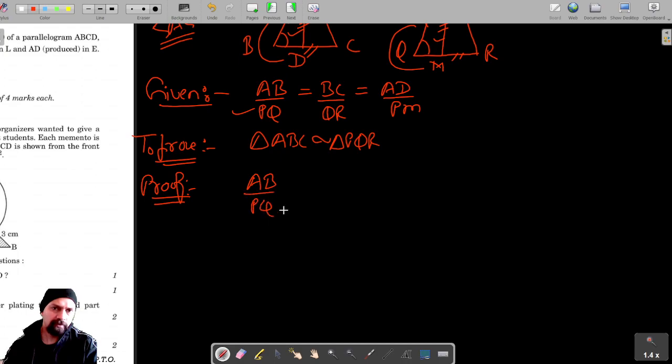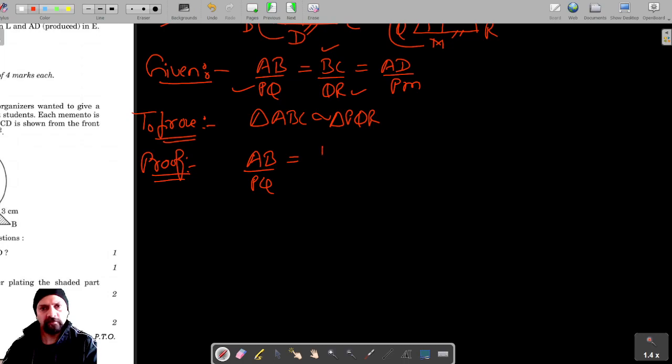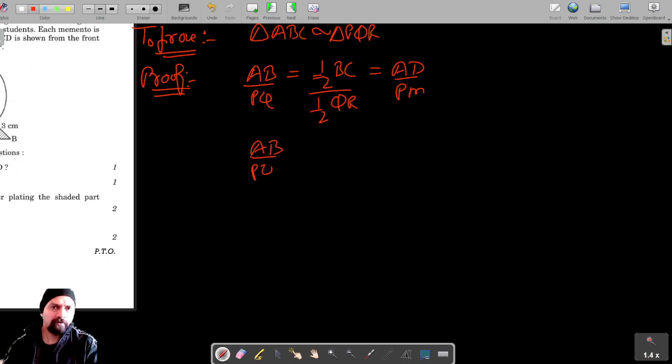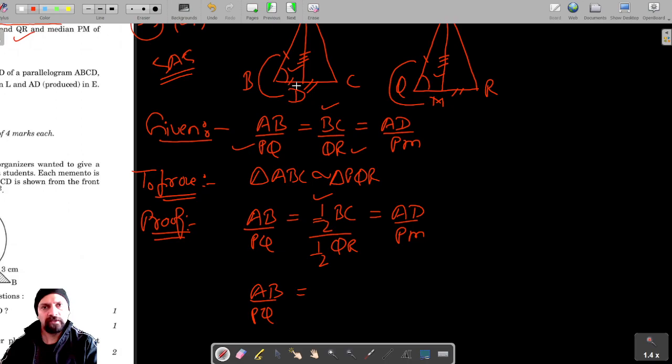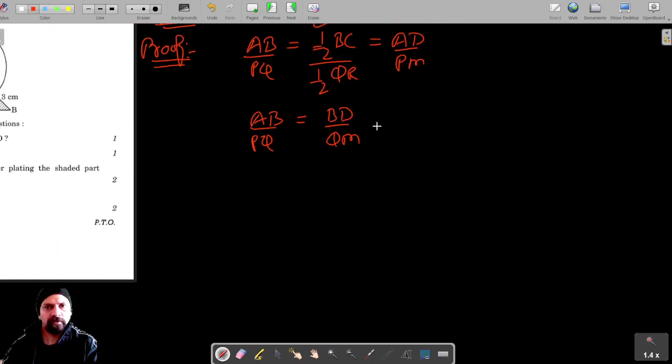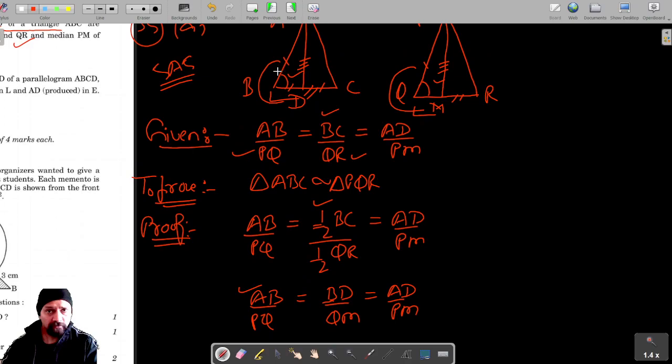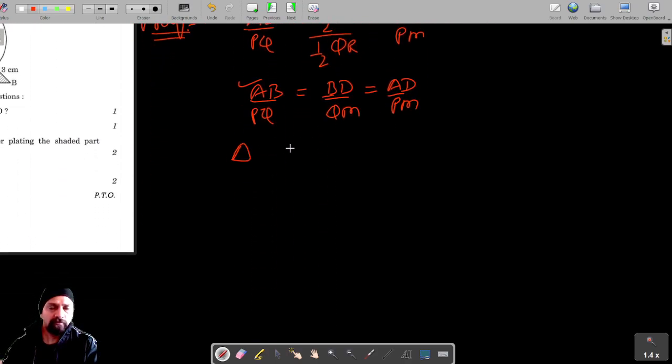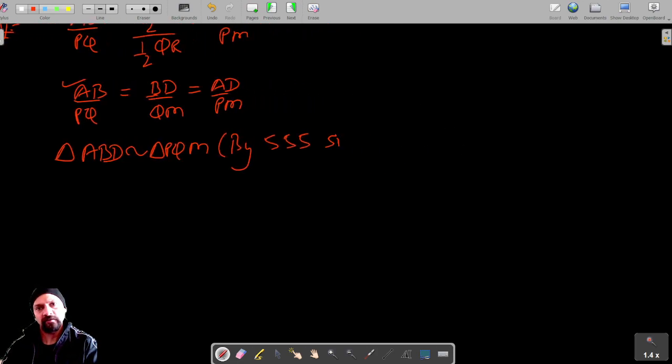So it is given that AB by PQ. Now, if BC and QR are in proportion, that means half of BC is also in proportion with half of QR, and AB upon PQ will remain as it is. Half of BC is BD as well as DC, but we will go with BD, and similarly, half of QR is QM, and this is equal to AD by PM. Now these sides are in triangle ABD and PQM. So triangle ABD is similar to triangle PQM by SSS similarity.